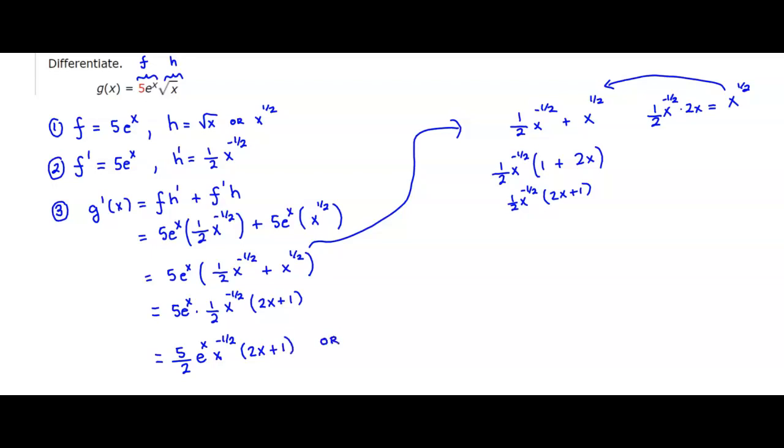Or if we want to write the radical as a positive value, we would say that this would be 5e to the x over 2 times the square root of x times 2x plus 1. So therefore, that would be the derivative, either one of those.